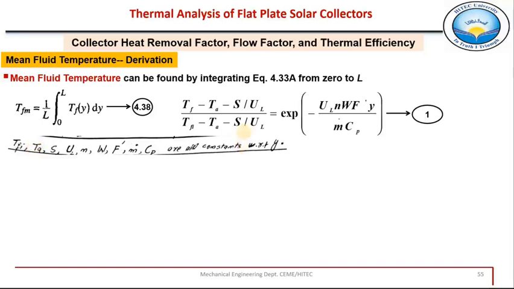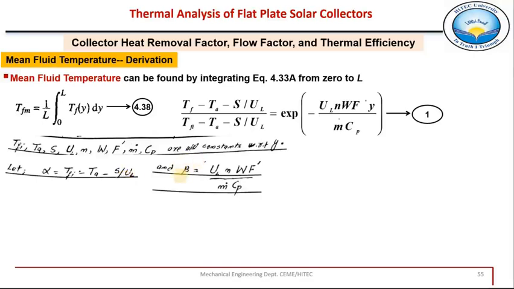So here we shall now rewrite this equation in a certain way so that we can derive it to an appropriate form. Let me define two new terms. Here we can define this constant TFI minus TA minus S by UL, this whole term, and give it the name alpha. So let alpha equal TFI minus TA minus S by UL.